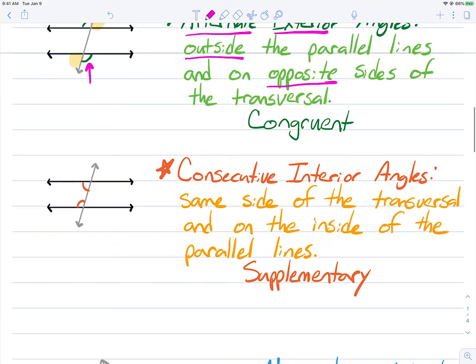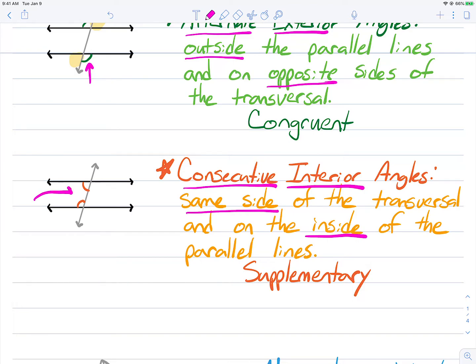Last type is consecutive interior angles. They are on the same side of the transversal and on the inside of the parallel lines. So the interior word comes from it being on the inside of the parallel lines. The consecutive comes from it being on the same side. So it's not opposite sides, it's the same side.